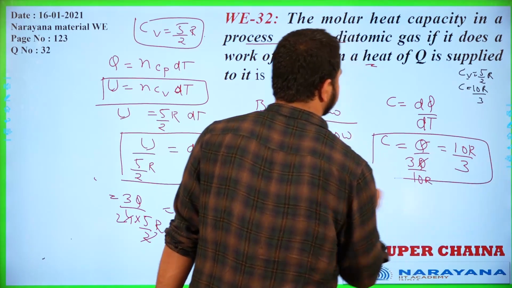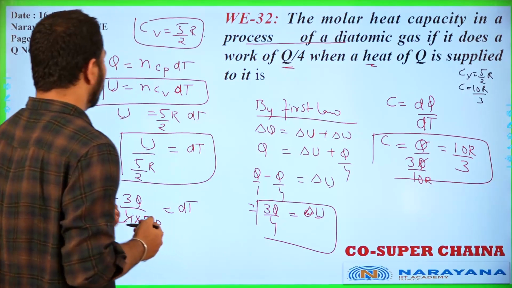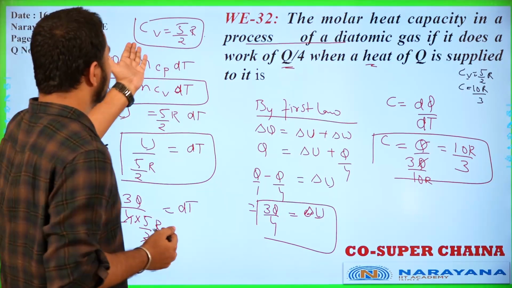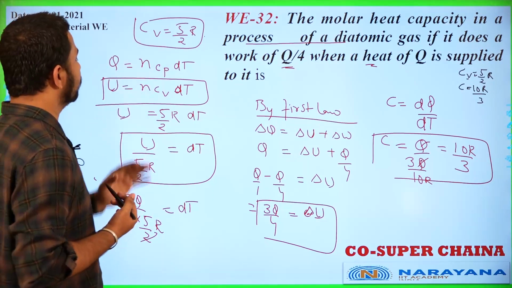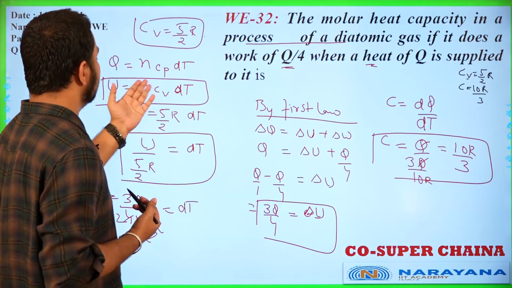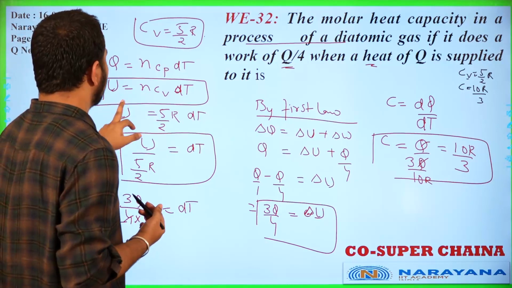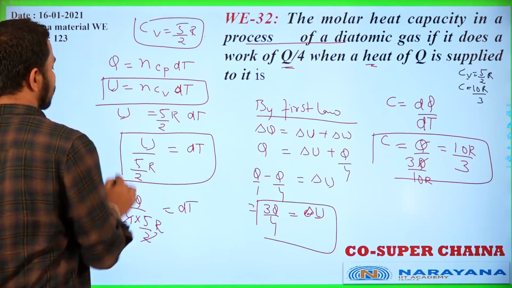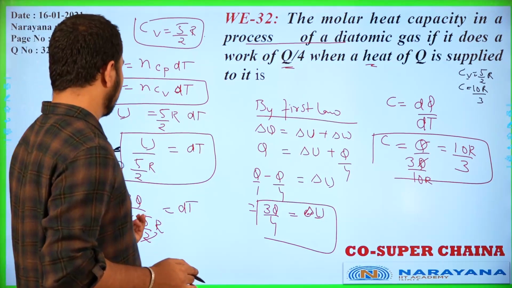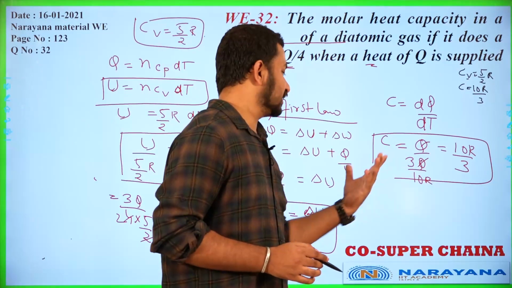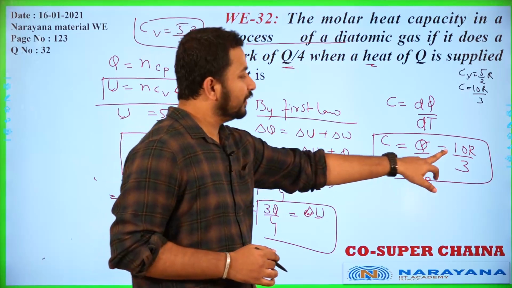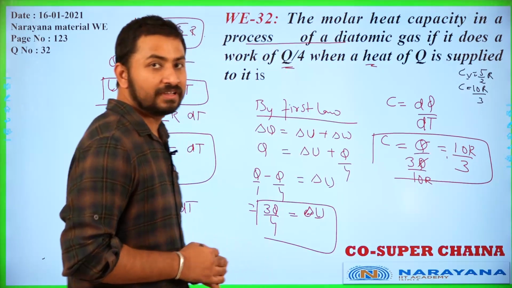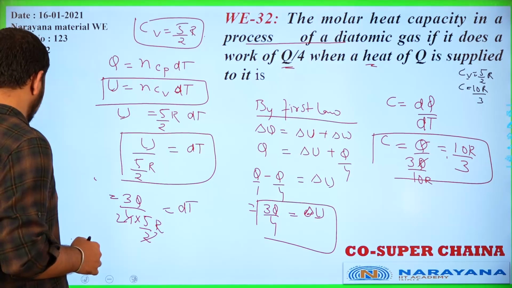So what we have done here: Cv value is for a diatomic gas, we know this. Q we know will be nCp dt. Similarly, we know the u value, nCv dt. Just substitute the value, get dt, and substitute this dt value in this equation. We will get the desired form of the answer, right? So let's move to the next one now.